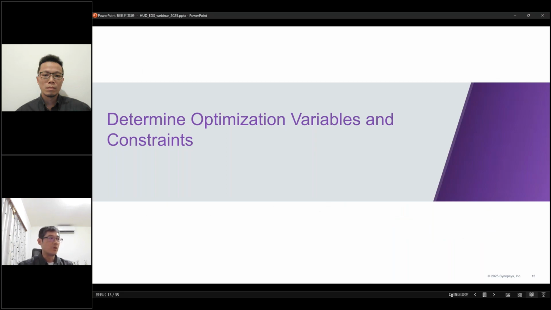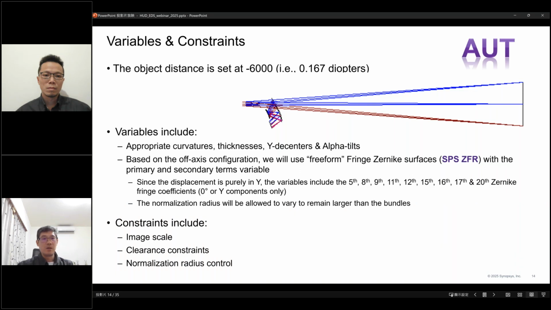Next we will determine the optimization variables and constraints, then do the optimization. For the object distance, we set it to minus 6 kilometers. So it is equal to 0.167 diopters. Okay, this is the virtual image.